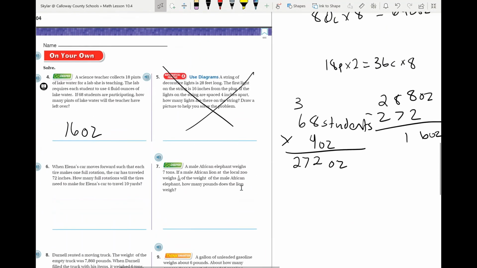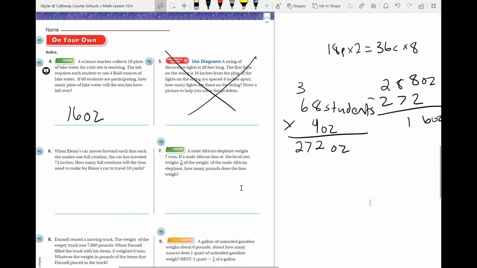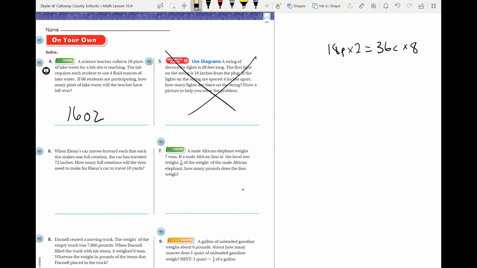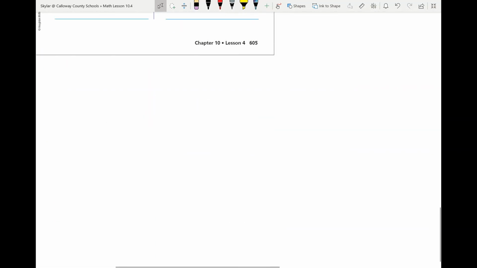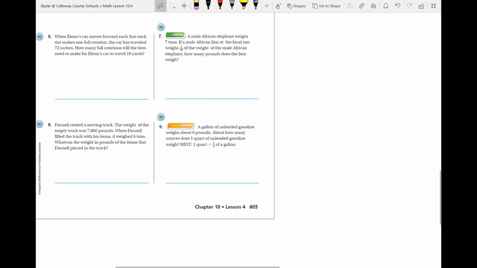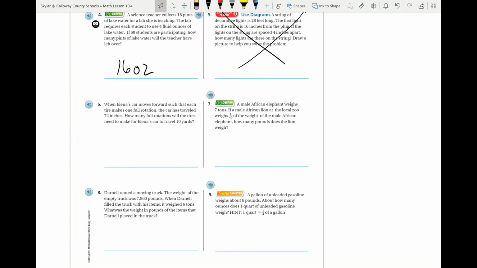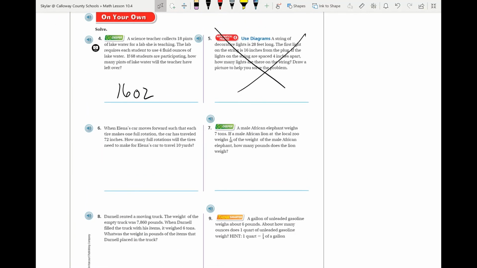Alright, I'll erase that and we will tackle number 7. And then I will let you handle the rest of this page by yourself. And if you checked the assignment, we are not completing the next page. It is just 602 through 605. So let's work on number 7 together.